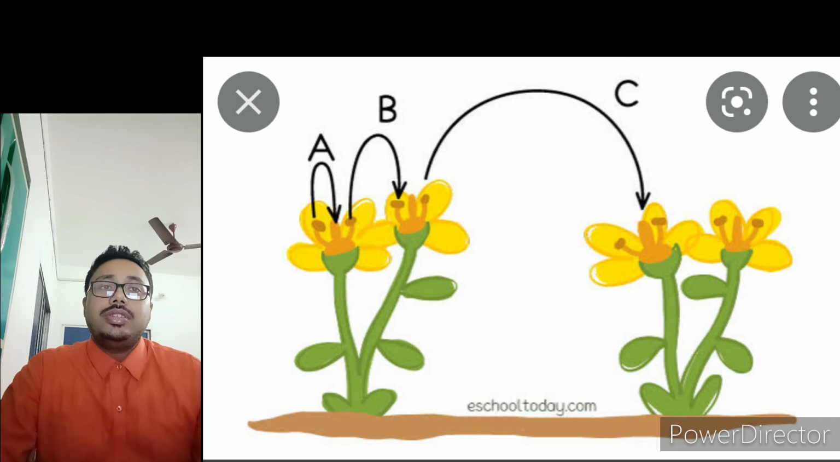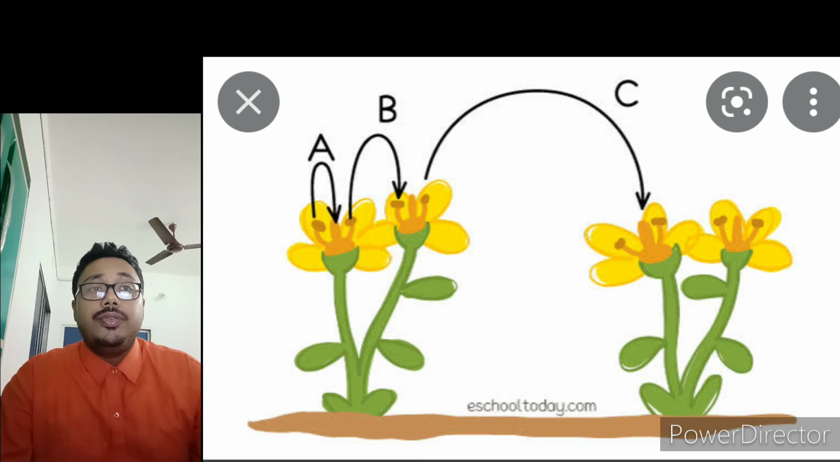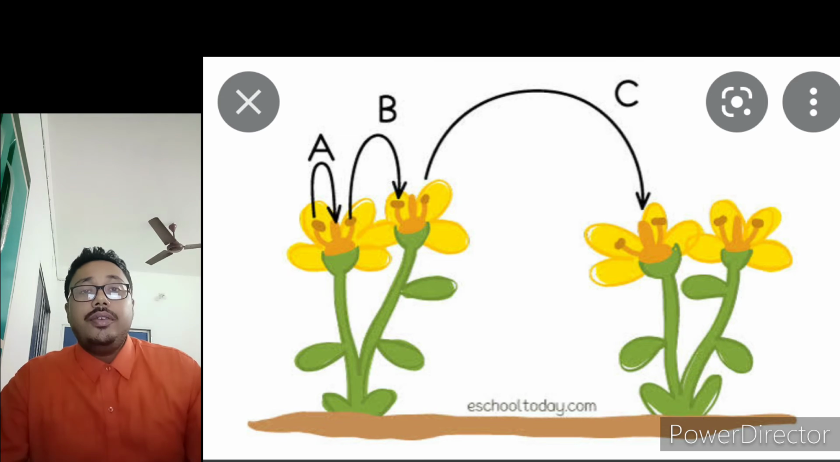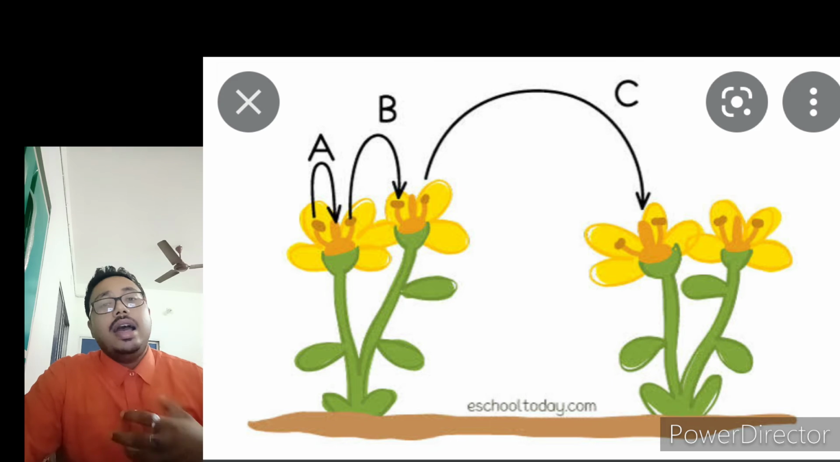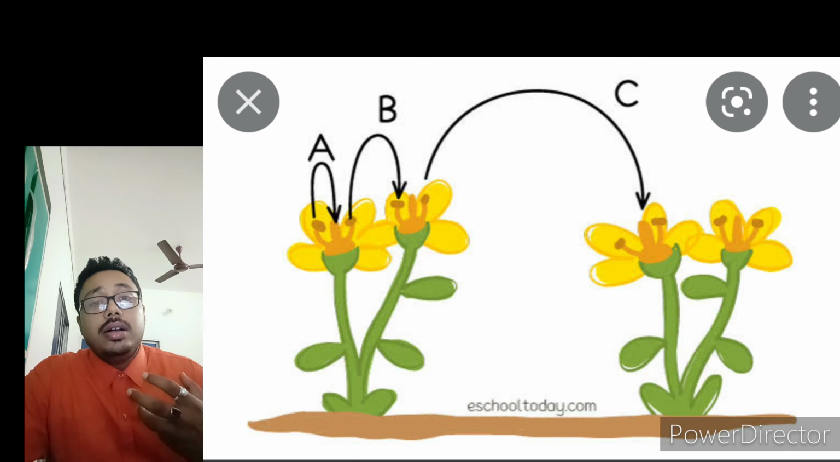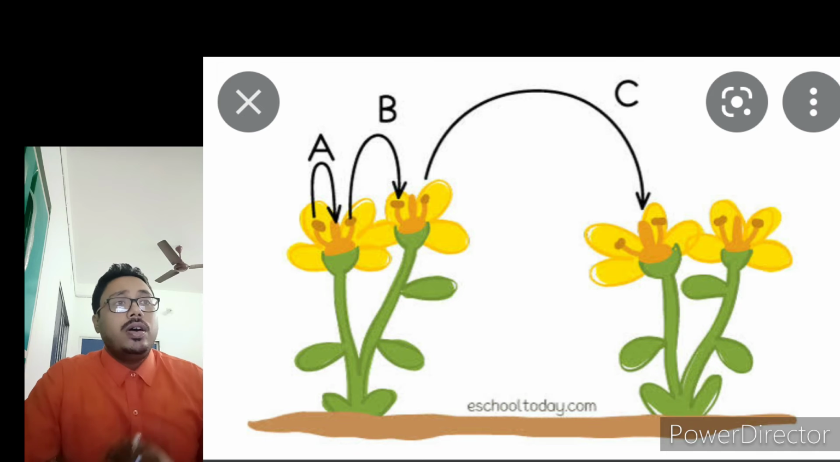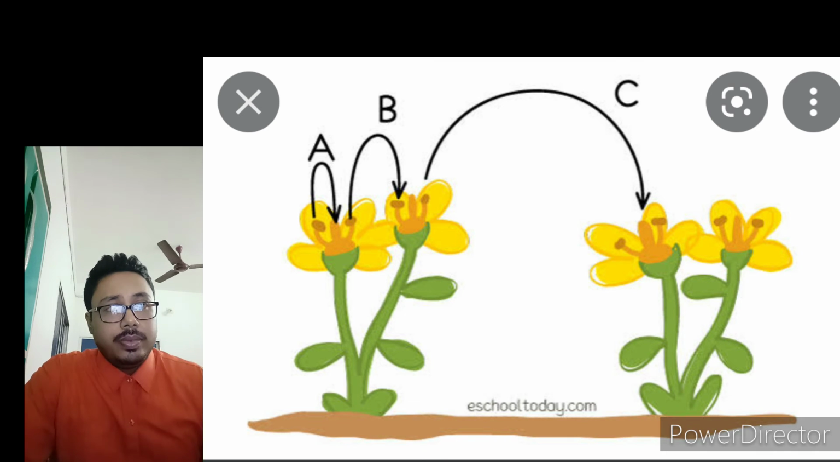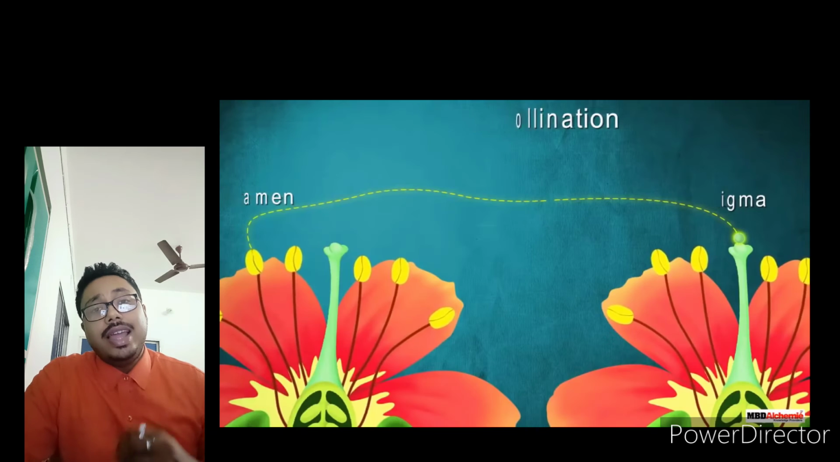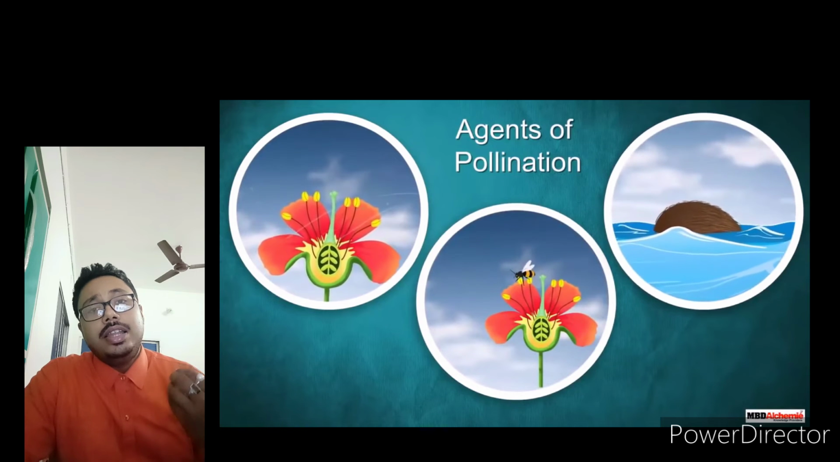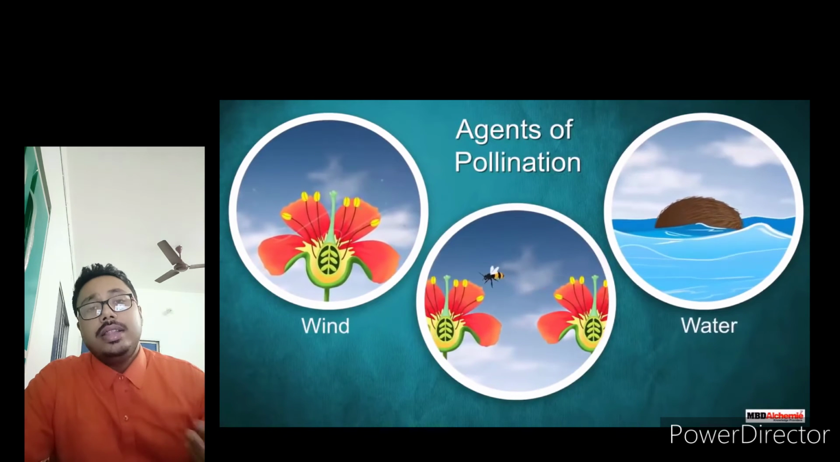So cross-pollination is very much essential, because variety of the flowers, variety of the plants will develop. So we have 2 types of pollination, self-pollination and cross-pollination. See, cross-pollination has the advantage that it maintains the gene pool. But it requires some agents to transfer pollen from a different flower, either of the same plant or of a different plant.